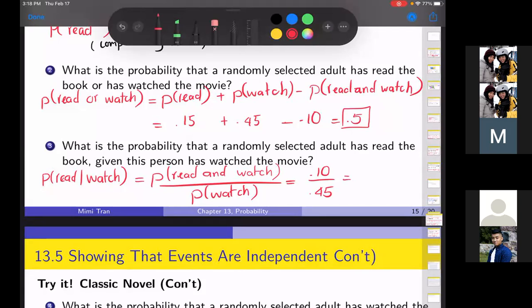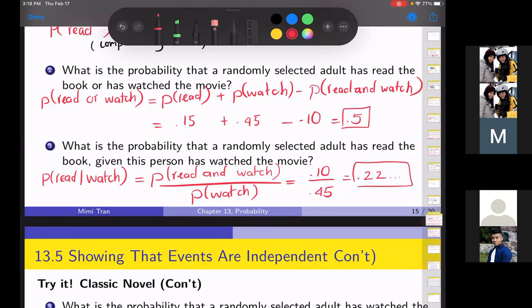Okay, yeah. 0.45. 0.222, right? Yeah. Yeah. So when you see that, I understand how we use that. How do we know it's always read and watch, or read and satisfied in that case? So how do we know which to use from that list?